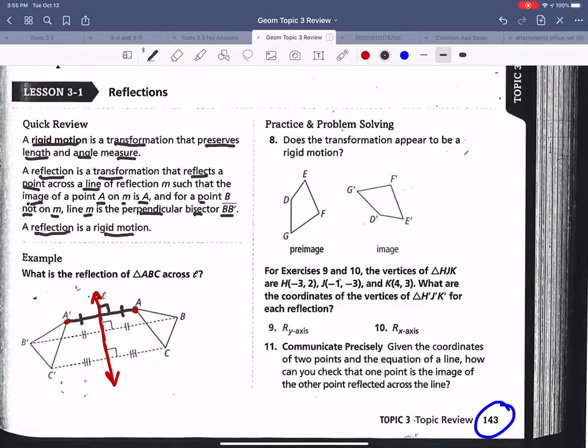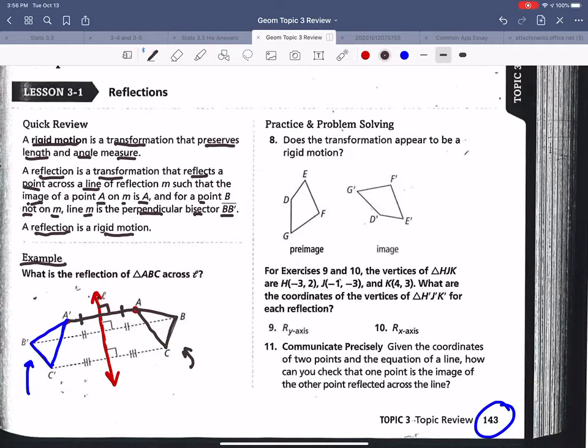So this example means they already did it for you. If I take the brown triangle and I flip it over the red line, I'll end up over here by the blue triangle. All right, so here's my answer. That's the reflection of the brown triangle over the red line.